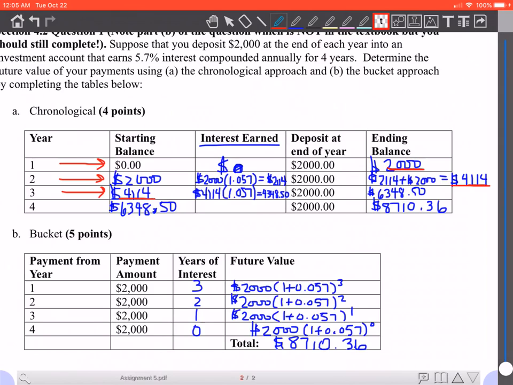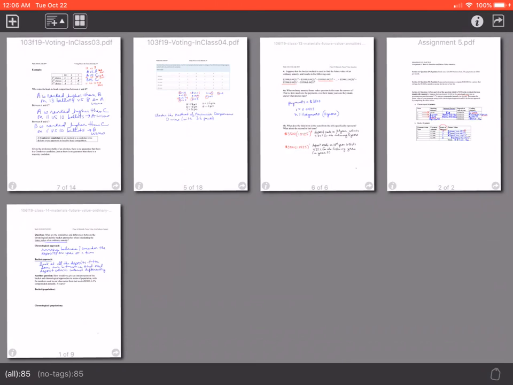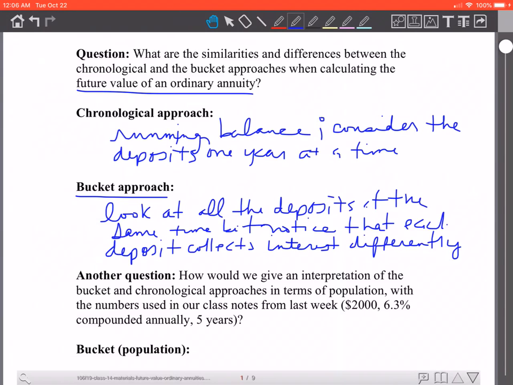Now with the bucket approach, it's a little bit different. We said you consider all the deposits at once, so here it was 4 deposits of $2,000 each, but you notice that each deposit collects interest for a different amount of time. Even though there are 4 payments being made, the exponent for the first payment is 3, so it will only collect interest for 3 years, because these deposits are being made at the end of each year, and so you're losing out on a chance to collect interest. We noticed a lot of these patterns on Friday, and that's what we're looking at now when we're considering the differences between the chronological and the bucket approach.